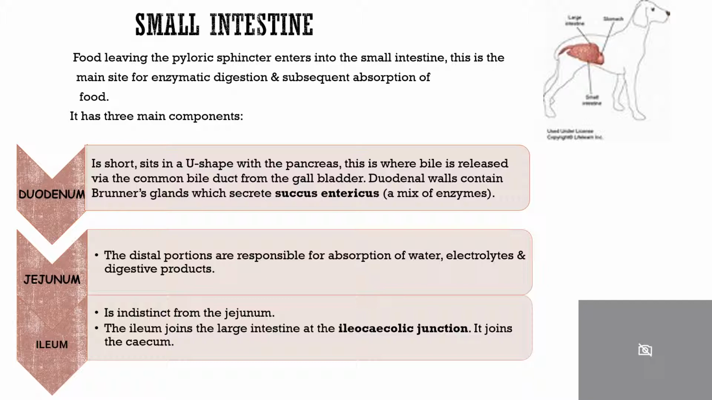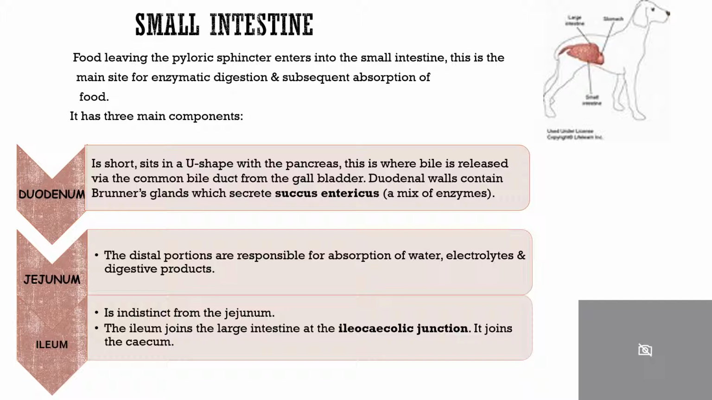The small intestine. Food leaving the pyloric sphincter of the stomach enters into the small intestine, and this is the main site for enzymatic digestion and subsequent absorption of food. It has three main components. We have the duodenum, which is short. It sits in a U shape with the pancreas, where bile is released via the common bile duct from the gallbladder. The duodenal walls contain Brunner's glands, which secrete succus entericus, which is basically a mixture of enzymes.